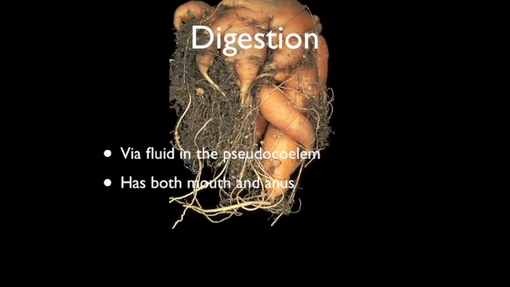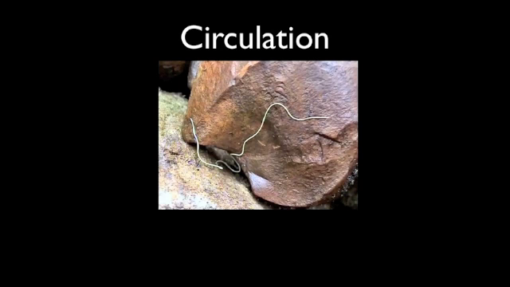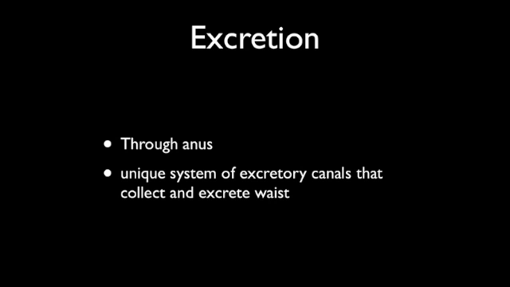Digestion. Nutrients are transported throughout the body via fluid in the pseudocoelom. The food enters the body through the mouth, moves along the intestines and is digested into feces and monomers. The monomers are absorbed by the tissues from the intestines and the feces exit through the anus. Respiration. Roundworms lack respiratory organs. The exchange of carbon dioxide and oxygen occurs by diffusion through the skin. Circulation. Roundworms lack a circulatory system but have an alimentary canal. Excretion. Liquid waste exits the body through a unique system of excretory canals. Remember that roundworms have a mouth and an anus.